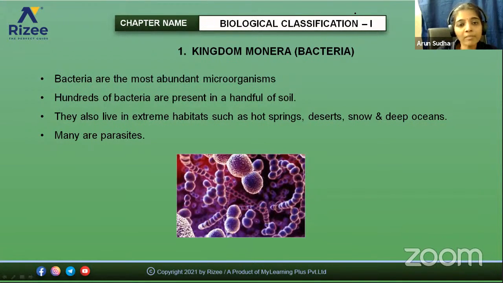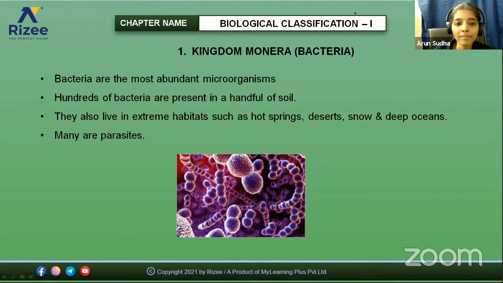In kingdom Monera, we saw that all the prokaryotes are included. But of the domains, only the 5 kingdom classification is accepted. So Whittaker's 5 kingdom classification is accepted. The first kingdom, Monera, also includes the Archaebacteria and other types of bacteria. Bacteria are the most abundant microorganisms, higher in number. Hundreds of bacteria are present in a handful of soil because they are so microscopic that you won't be able to see them, but their number is very huge.